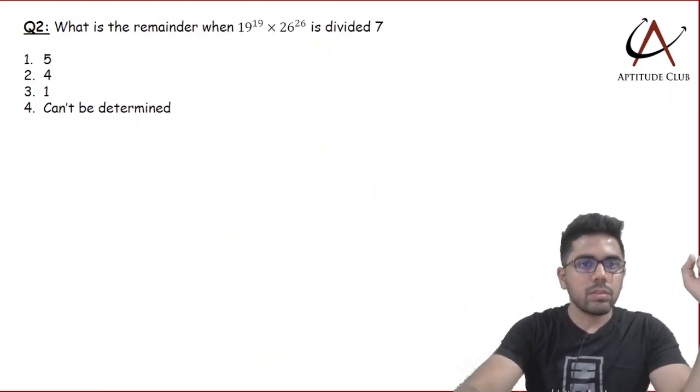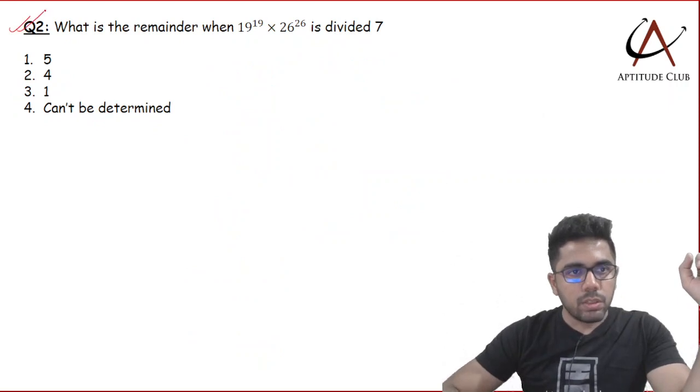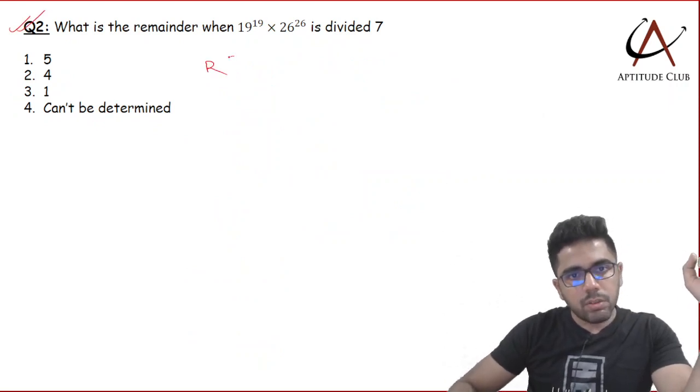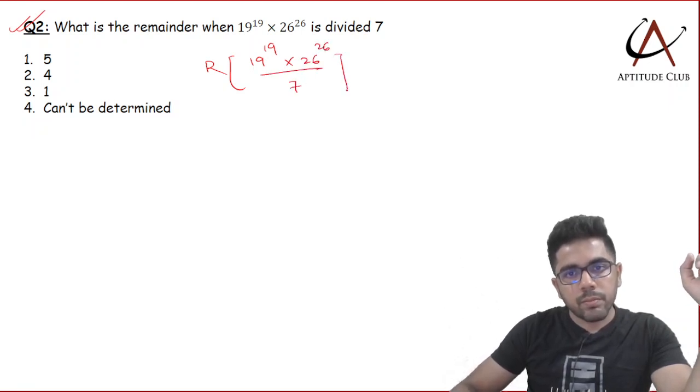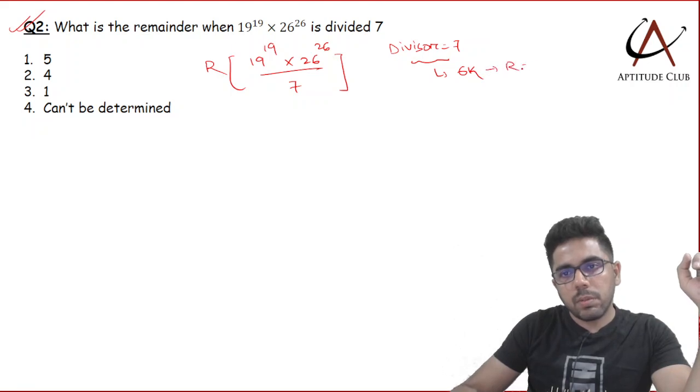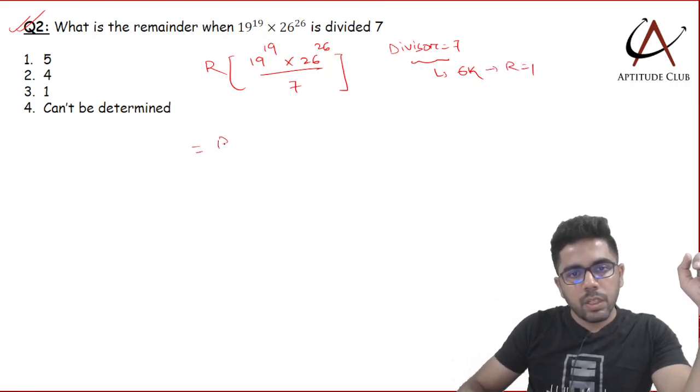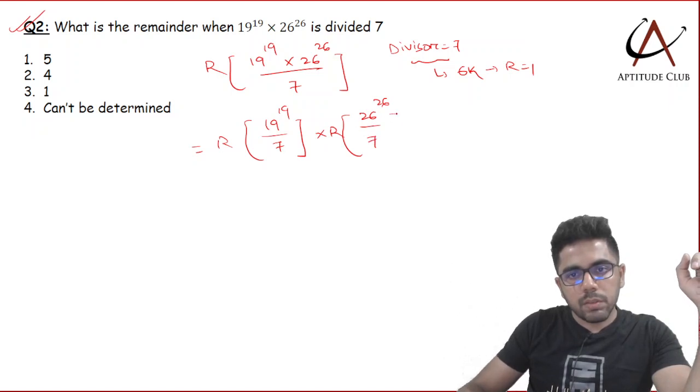Okay. Let's take a look at this one. Find the remainder of 19 to the power 19 into 26 to the power 26 divided by 7. Again look at this, the divisor is 7 here. So if I have any multiple of 6 as the power, then the remainder will be 1. So I'll break it this way: remainder of 19 to the power 19 divided by 7 into remainder of 26 to the power 26 divided by 7.